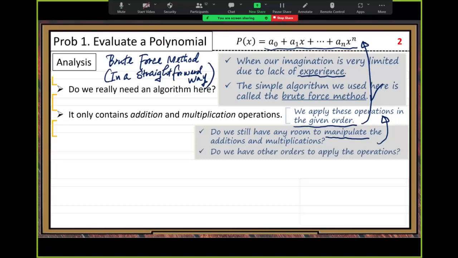All right. Question. Do we have other orders to apply the operations? Other orders other than the default given order? That's another question. If we can change, we can manipulate. That's the place we do the manipulations by changing the order of evaluation.